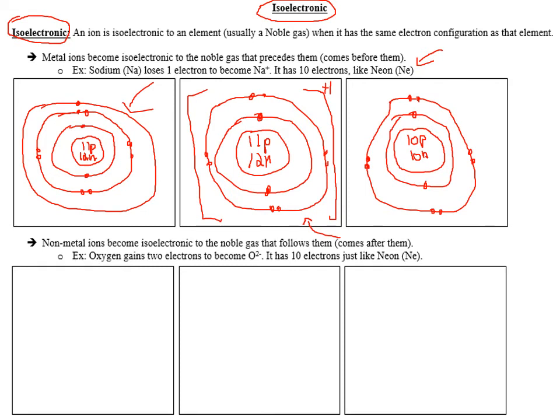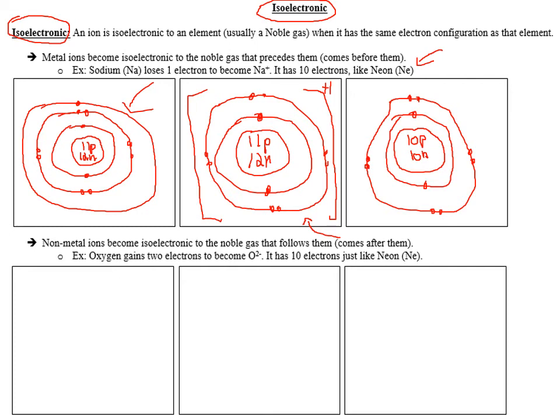So metals, like I said, they're going to lose electrons and become like the noble gas that came before them. So sodium's number 11 in the periodic table. The noble gas just before sodium is neon, which is number 10. And so the sodium ion, other than its charge being +1, has the same number of electrons as neon. So we would say the sodium ion is isoelectronic to neon.